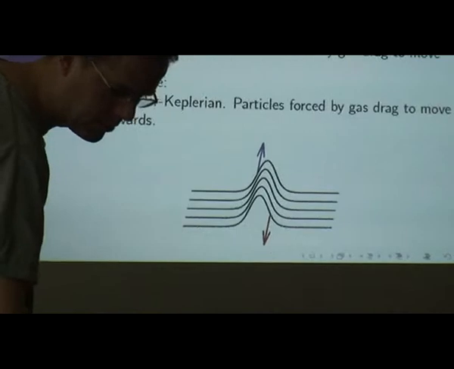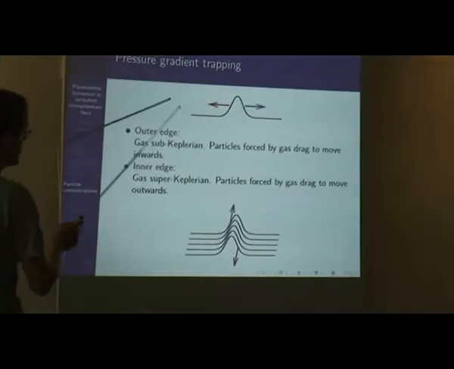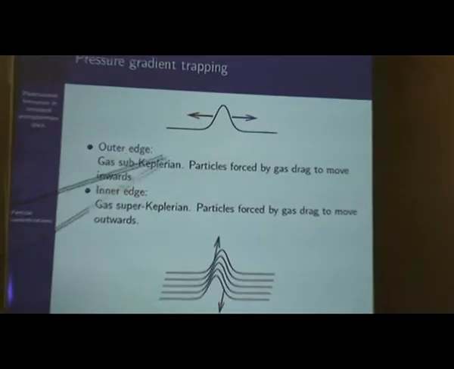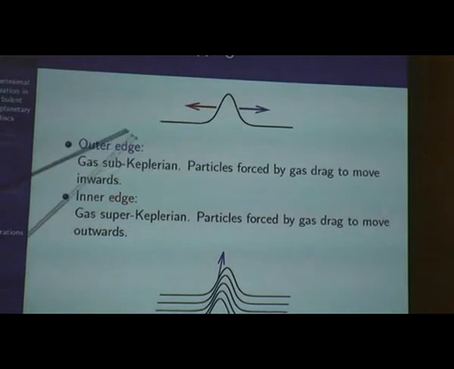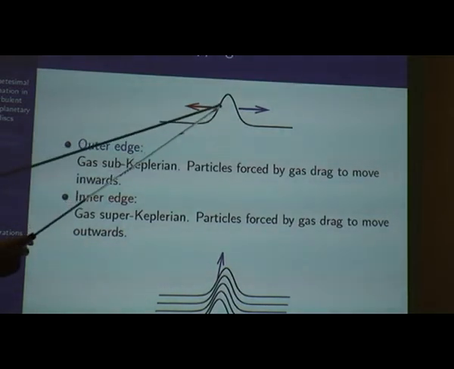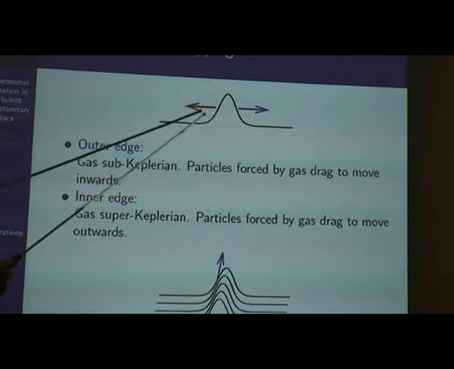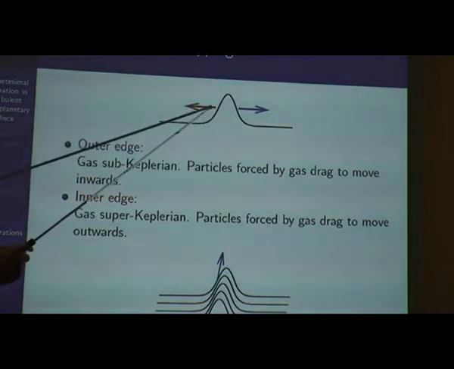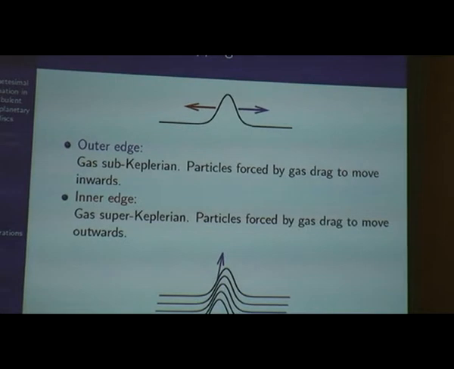But the explanation is simply that if you have a gas pressure bump, a radial pressure bump, so imagine this is the radial direction, this is pressure, then on the outside, the gas is being pushed out. That means the gas feels a weaker gravity. That means the gas is rotating slower. And on the inner side, the gas is being pushed in. That means the gas here feels gravity plus some extra pressure force. That means the gas will rotate faster.